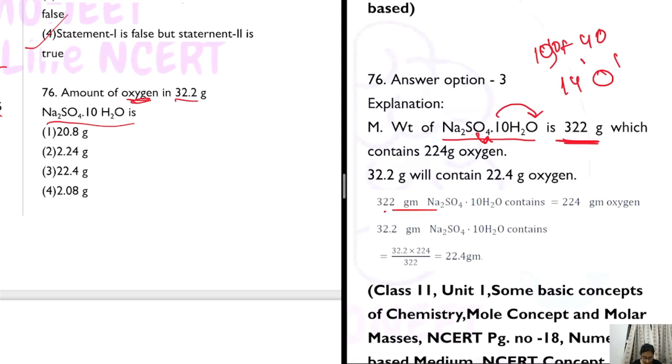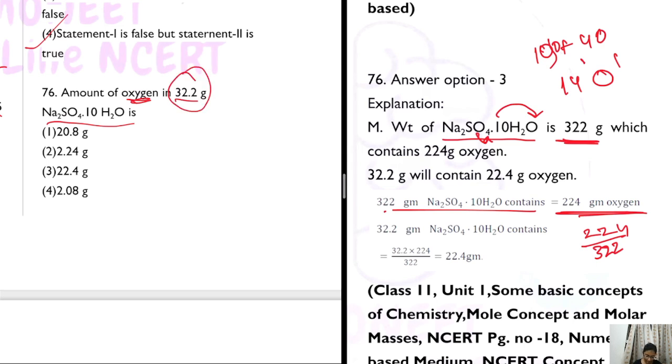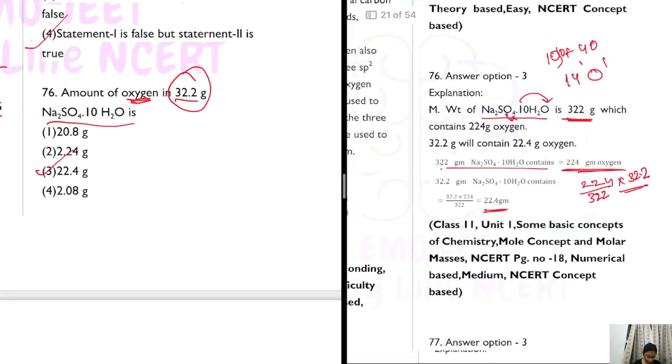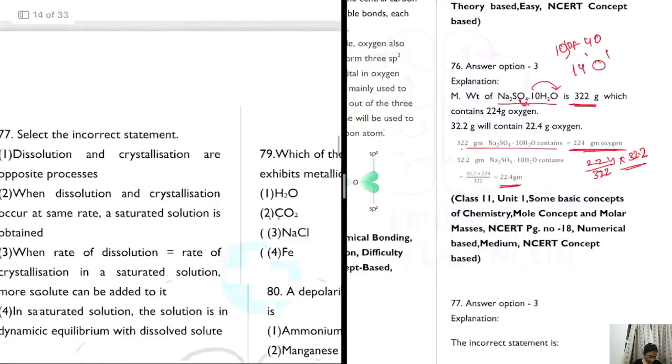So see now, 322 gram of Na2SO4·10H2O has 224 gram, 14 into 16, 224 gram of oxygen. Then 1 gram will have 224 by 322. So how much will 32.2 gram have? Into 32.2. So this is a normal unitary method. So this would be the answer: 22.4 gram. Okay, let's move on to the next question.